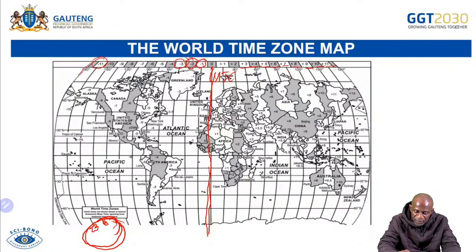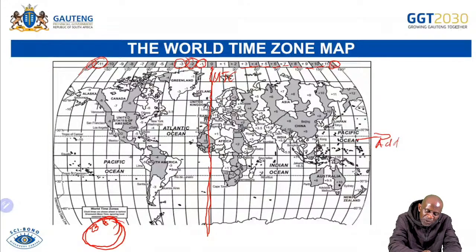This we counted up to 11, but as you can see here, it is an area occupied by the 12th line, which is the 180 degrees. So we said when you cross this, moving towards the east, you add a day, and crossing this towards the west, you are losing, you subtract a day.